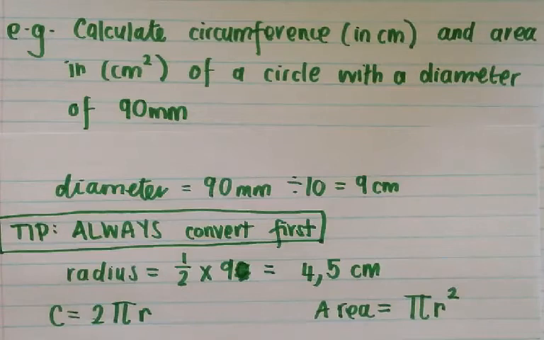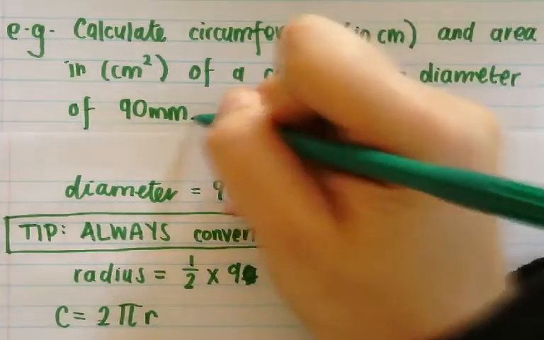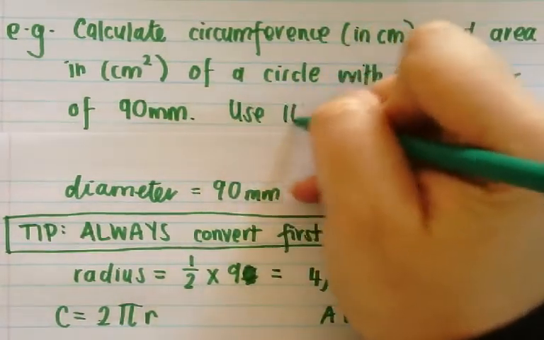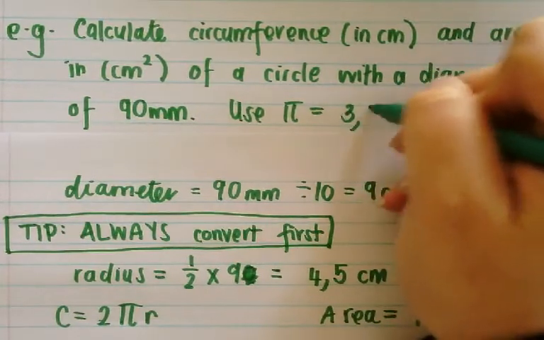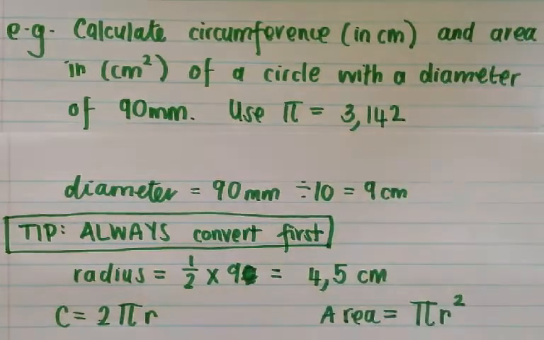And I am telling you, and I should have told you in our scenario, use pi equals 3.142. So I've told you that that is what pi is, so that's the only pi you are allowed to use. If you use your calculator's pi, you are not going to get that last mark because your rounding will be off.